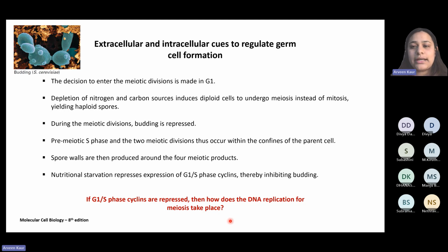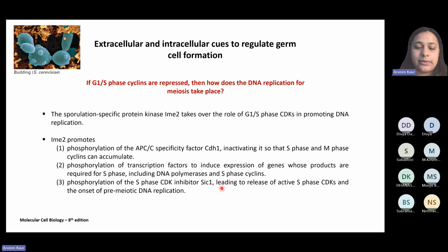Right? So it is not that we have to go through the S phase only for mitosis. We also have to go through the S phase for meiosis, right? For that also we need the duplication of DNA to occur. So if these cyclins are not there, how will this duplication take place? That is the key question.